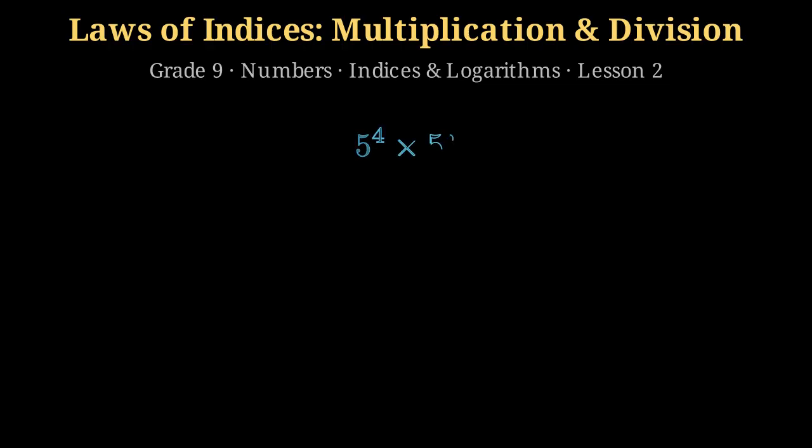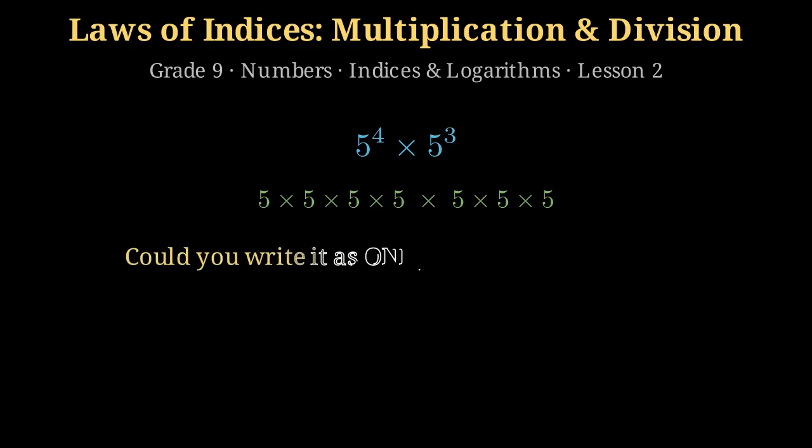Look at this. 5 to the power 4 times 5 to the power 3. Written out in full, that is 4 5s multiplied by 3 more 5s, 7 5s in a row. It looks like a lot of work. So here is the challenge. Could you write all of that as one single power in 1 second without expanding anything? By the end of this lesson, you will be using two laws that make index questions almost instant.